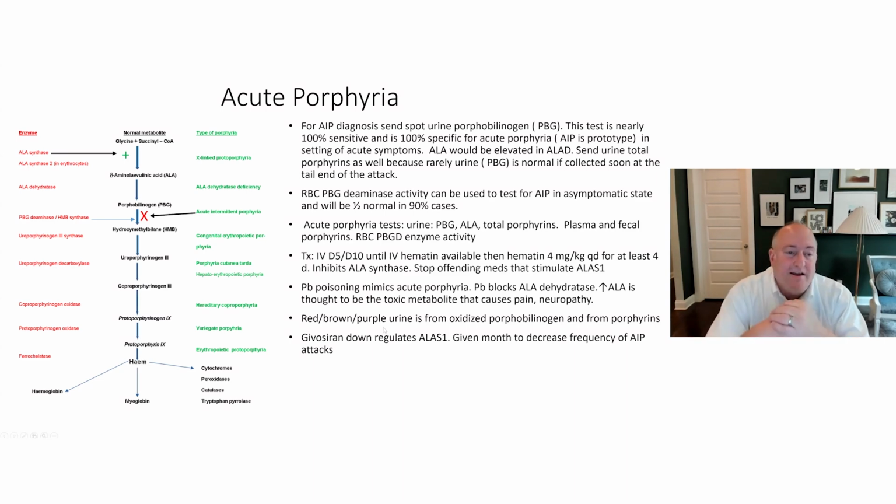So how do you prevent chronic attacks, or decrease the frequency of attacks? There's a medication that's been around for about 5 or 6 years, givosiran, which is an RNA-based therapy. It affects the ALAS. It downregulates ALAS, and it can be given monthly. It's a subcutaneous injection once monthly, and can decrease the frequency of AIP attacks.